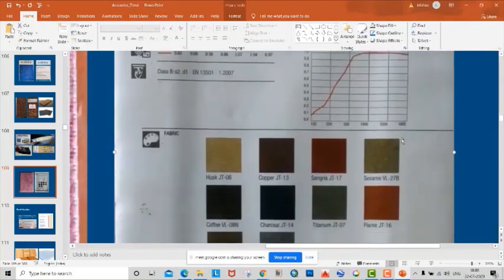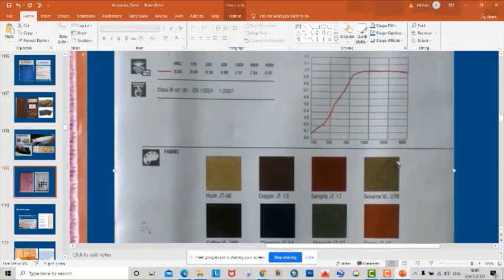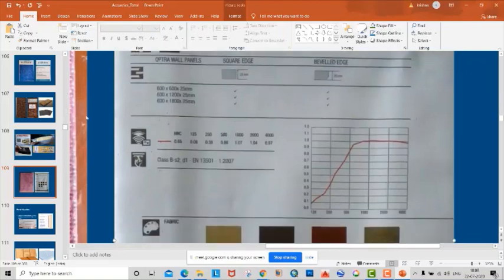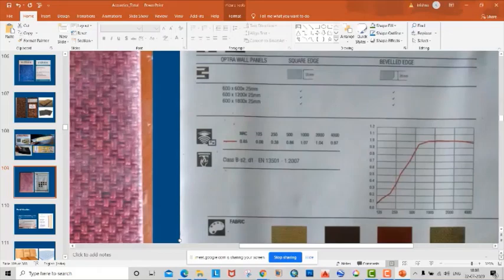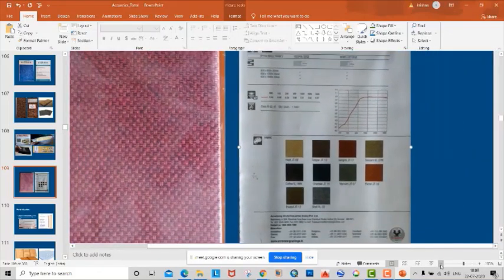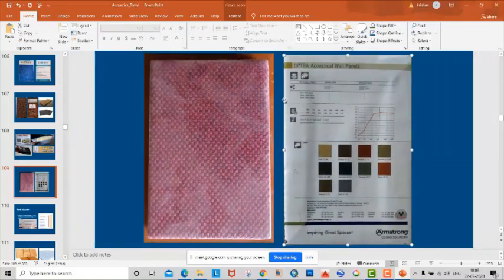We can have various colors also, and the kind of panel, whether beveled edge or square edge. The size is given as 600 by 600, 2 feet by 2 feet, and thickness is 25 mm. So these materials you can see in the market or in our material museum also. We collected many materials last year, and these are the samples, right? This is not 600 mm.